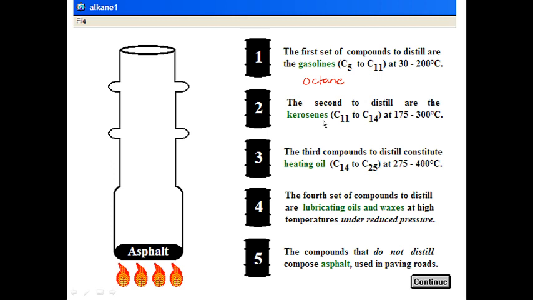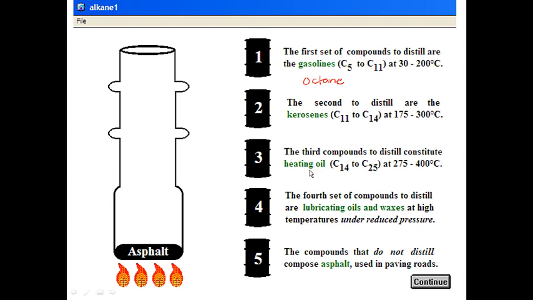And then next, the heavier stuff are what makes up the kerosenes. So if you had a kerosene stove, then you would have a little bit higher molecular weight stuff. And then the third are what corresponds to the heating oils. And so the heating oils, there are some places, particularly in the Northeast, in the New England area, they use heating oil to heat their houses.